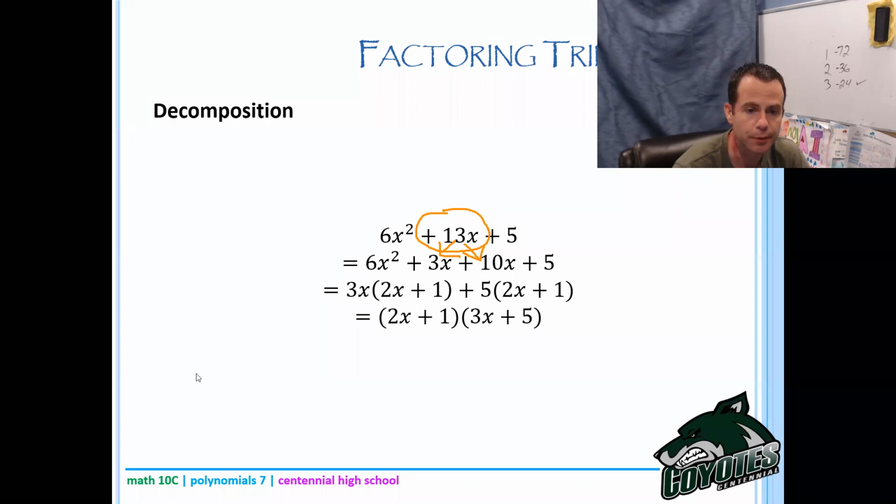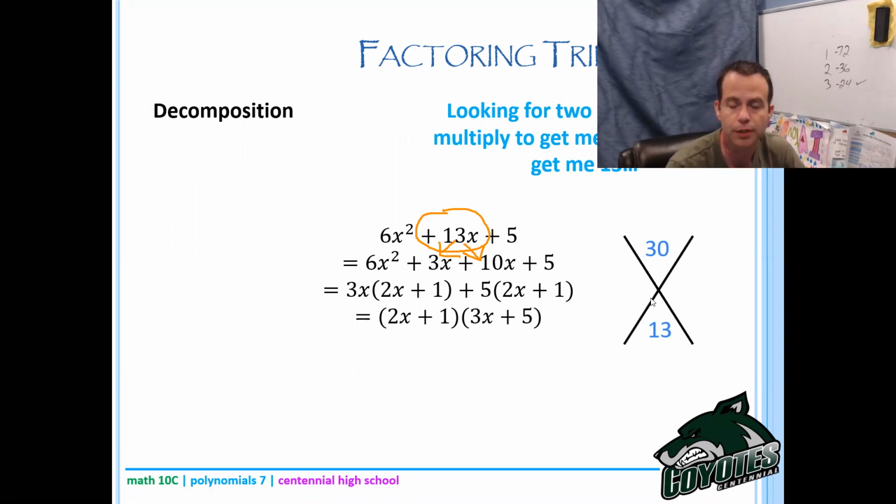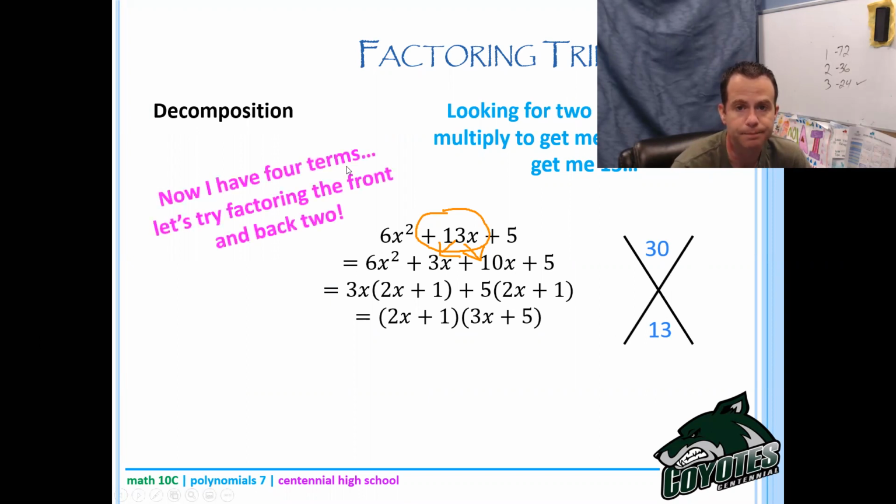All right, so here are the steps. First thing we do is we're looking for two numbers that multiply together to get me 30 and add together to get me 13. I often will write those in this little X shape. You don't have to, it's just a way for me to remember what I'm looking for. And we figured out that those two numbers would be 3 and 10. So once I broke it down into 3 and 10, I get this 4-term polynomial, and I don't have a greatest common factor here. So now I'm looking at factoring the front two and factoring the back two.